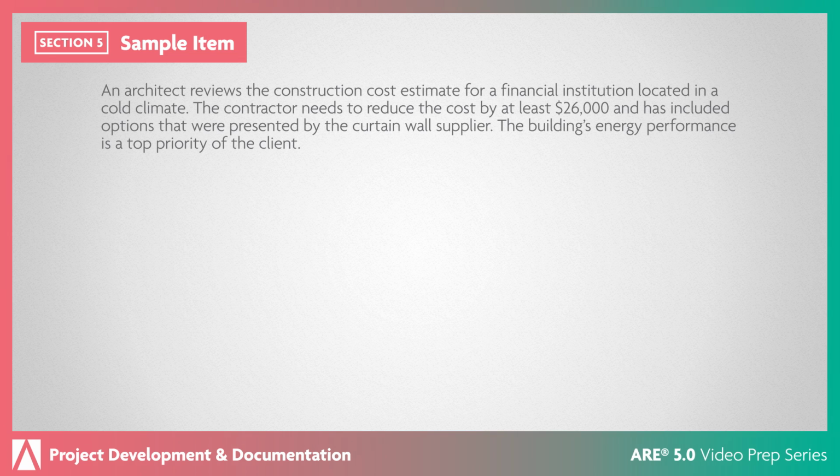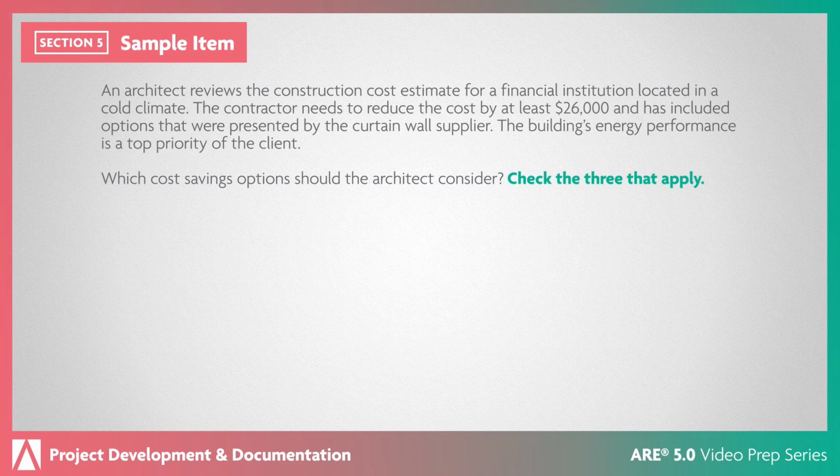An architect reviews the construction cost estimate for a financial institution located in a cold climate. The contractor needs to reduce the cost by at least $26,000 and has included options that were presented by the curtain wall supplier. The building's energy performance is a top priority of the client. Which cost-saving options should the architect consider? Check the 3 that apply.